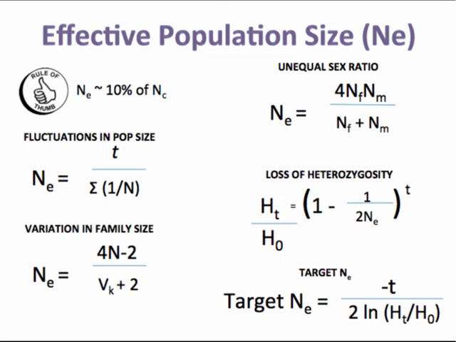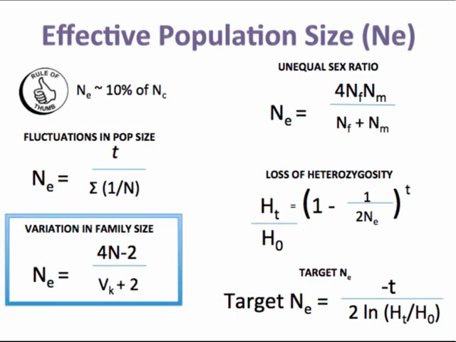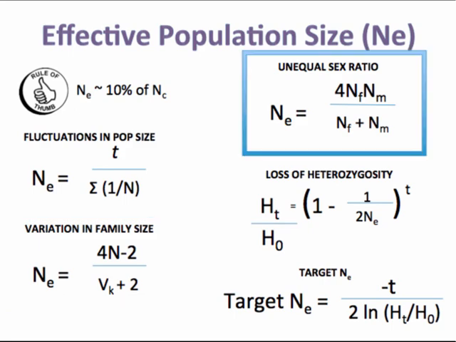Okay, so this is just a summary of all the equations that we used. The first one is the rule of thumb. This is if we have no other information, that we can kind of estimate that the effective population size is 10% of the census size. This is the equation we use when we're looking at fluctuations in population size. This one will tell us about variation in family size. This one will tell us about the effective population size if we have an unequal sex ratio.